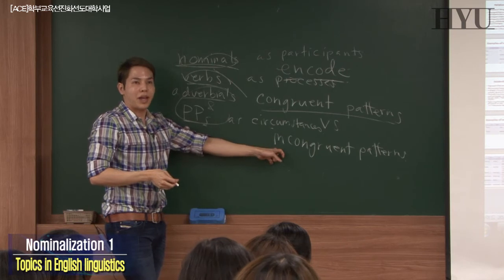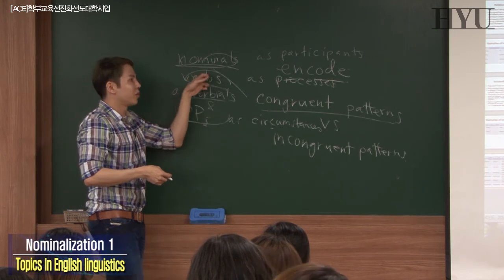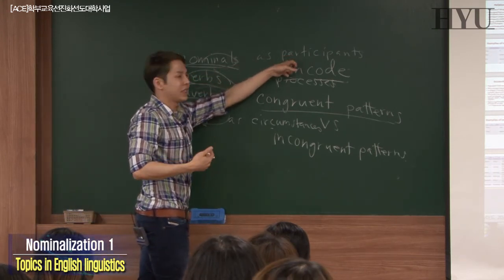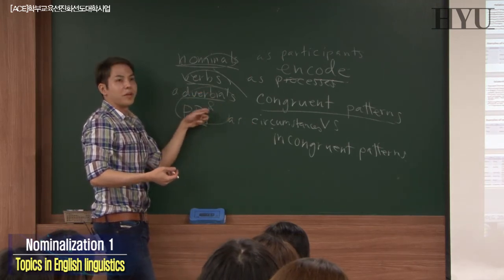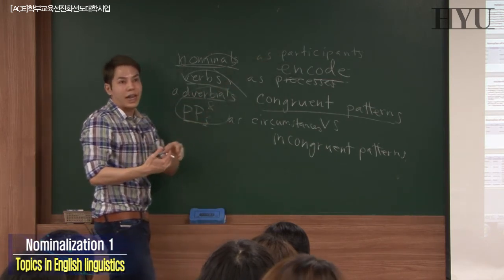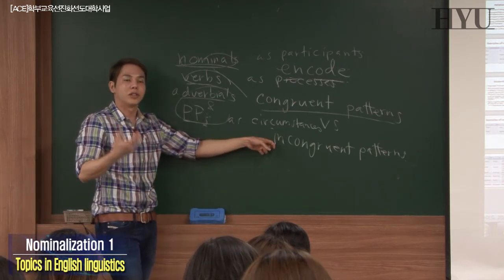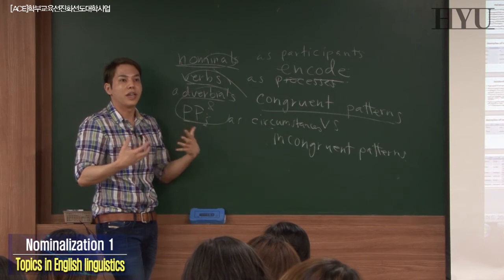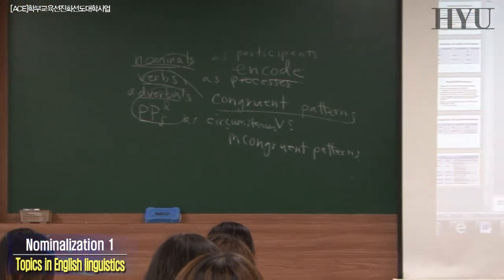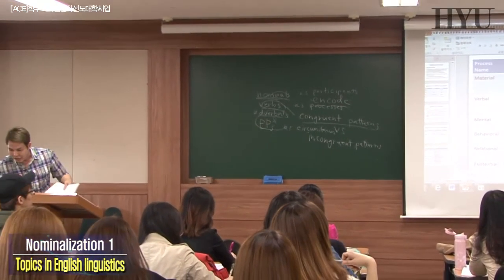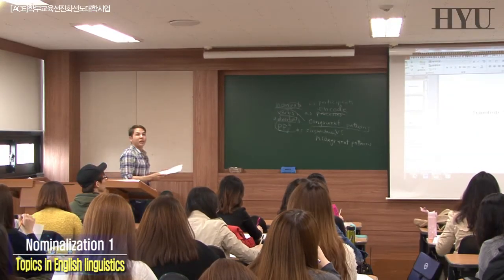But in incongruent patterns, sometimes you have verbs as the participants, as entities. And sometimes you have circumstances or adverbials or prepositional phrases as participants and so on, that we looked at last time. So these are incongruent patterns, and they are so hard to interpret or so hard to process because they are not what we expect in everyday use, right? So today we'll move on and look at nominalization, okay? That's what we'll do today, nominalization.